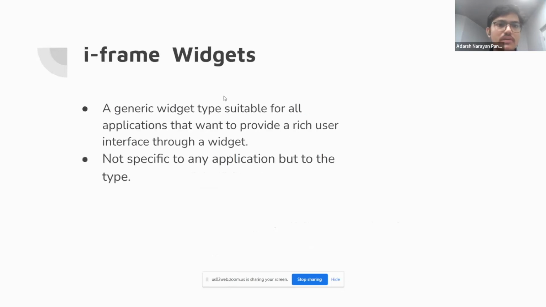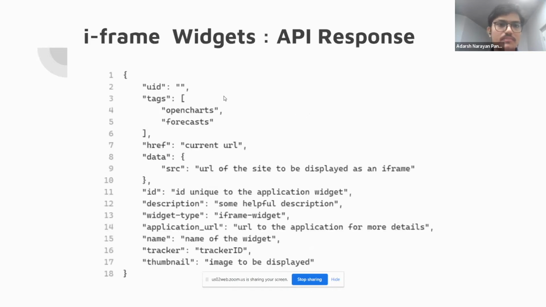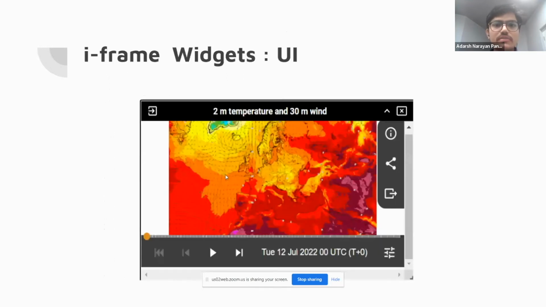Now we'll have iframe widgets. These widgets can be used by any application that wants to provide a rich user interface through a widget. And again, it's not specific to the application, but to the type. So a typical iframe widget API response should look something like this: some metadata, and then we'll have the SRC in the data, and that points to the URL of the site to be displayed as an iframe. So iframe widgets are rendered something like this.